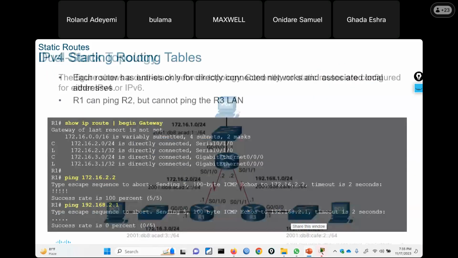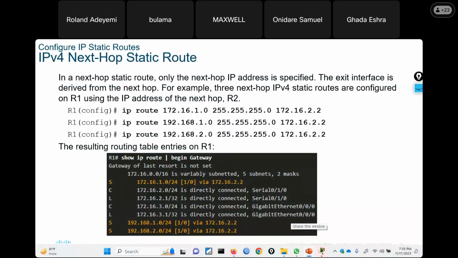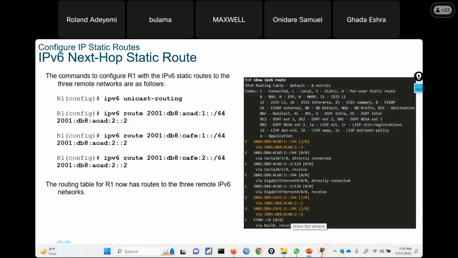So let's go to the configuration and what they put here. We have done all of this. They have their own topology, ip route pointing to the remote networks. We did it now. If you want to do it for IPv6, the only difference is to say ipv6 route, then the remote network, then the slash, then you point to the next hop IP address. That's the difference. But whenever you are doing it with IPv6, don't forget your ipv6 unicast-routing. Don't forget that.